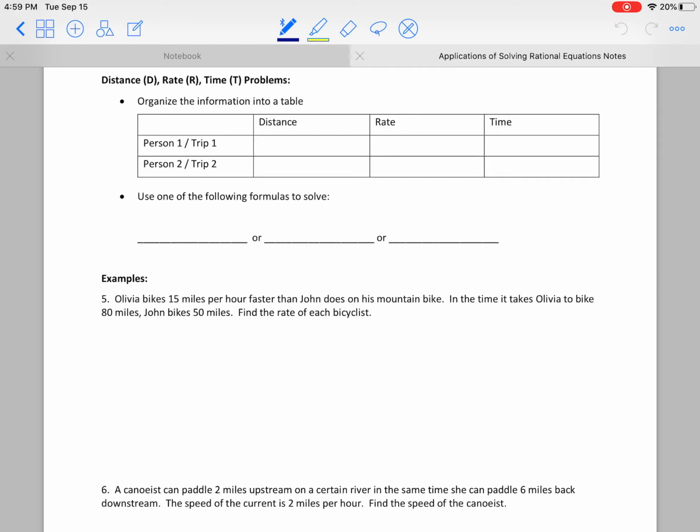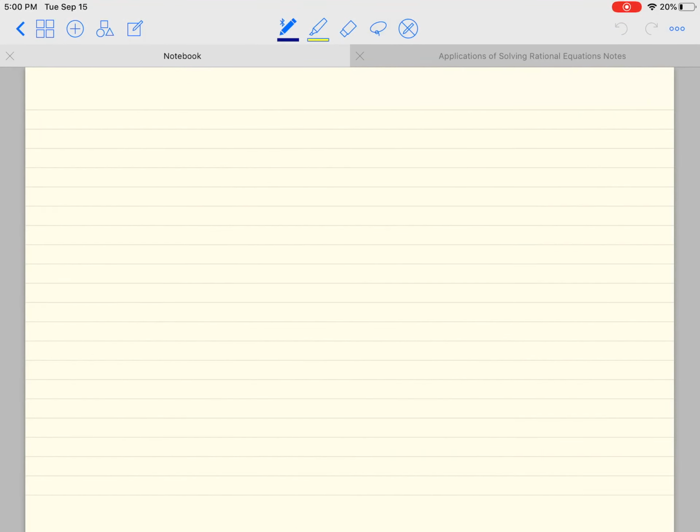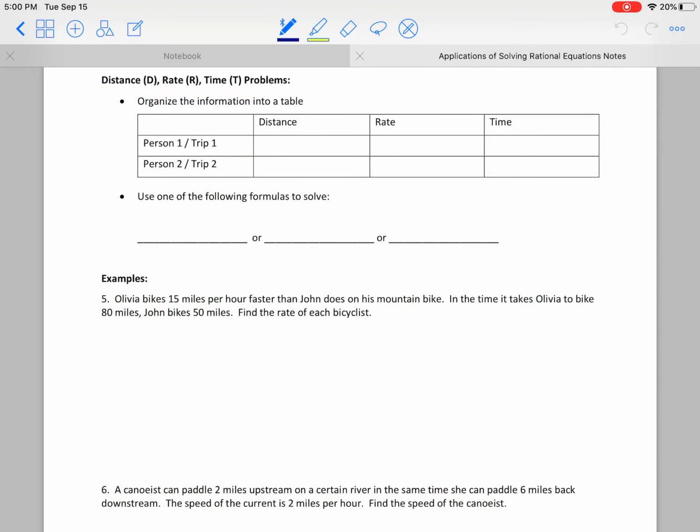And then once we get it into the table, we're going to use a formula. And hopefully we know the formula for distance, rate, and time, or at least we could reason through what it would be. So if I said you were traveling 60 miles per hour for 2 hours on the freeway, then how far would you have traveled? 60 miles per hour for 2 hours would be 120 miles, right? And so what we have here is a rate, and then we have a time. And if we multiply that rate and time, then we arrive at our distance. So distance equals rate times time. Distance equals rate times time is our distance, rate, time formula.